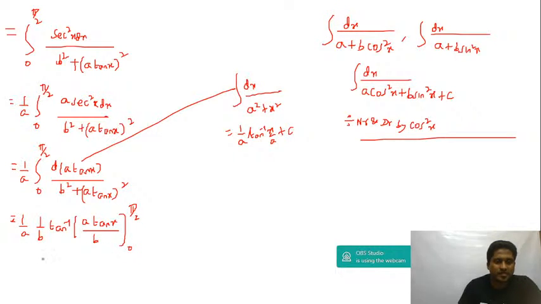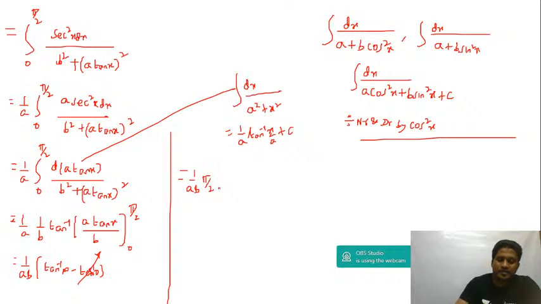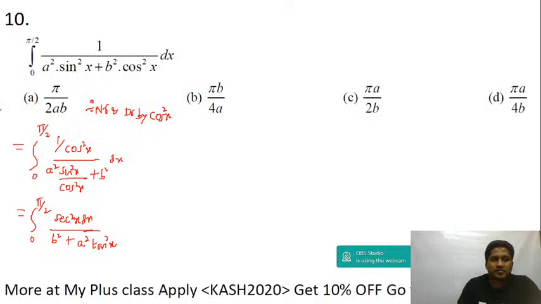If you substitute upper limit, this is 1 by ab. Upper limit is tan inverse of tan 90, which is infinity. Lower limit tan inverse of 0 will be 0 only. Anyways, this is 0. You get 1 upon ab. Tan inverse of infinity is pi by 2. You get pi divided by 2ab. That's the first option.